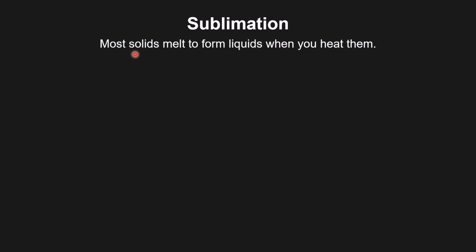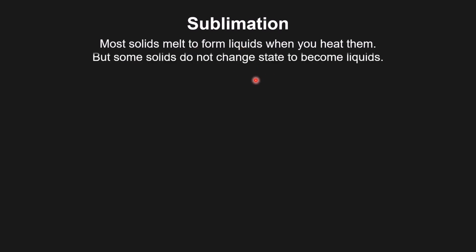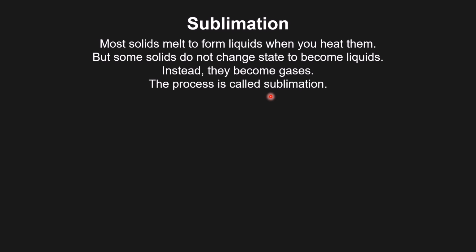It's sublimation. Sublimation is a new word for this grade level for Year 5, 6, and 7, but I will explain it as it is in our syllabus. Most solids melt to form liquids when you heat them, but some solids do not change state to become liquids. Instead, they become gases. The process is called sublimation. Instead of going from solid to liquid, it goes from solid to gas. It doesn't go to liquid form. It goes straight from solid to gas. So this process is called sublimation.